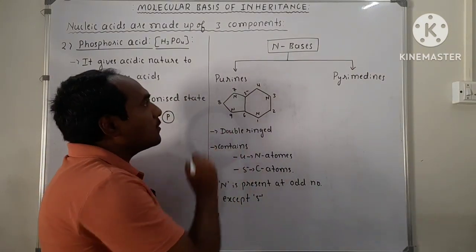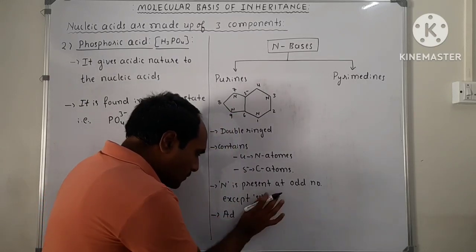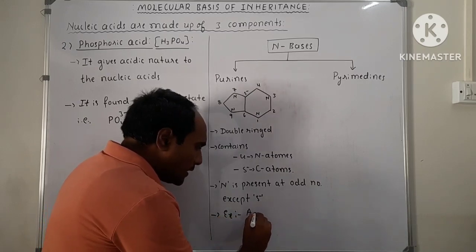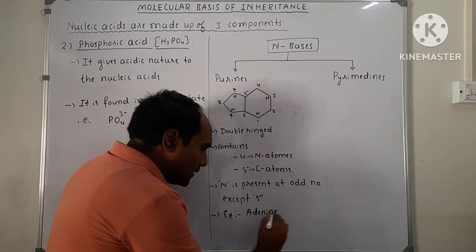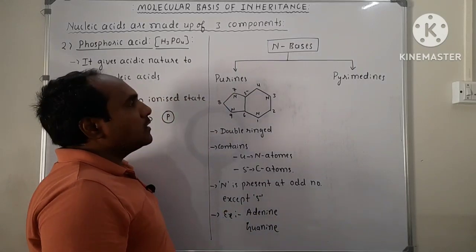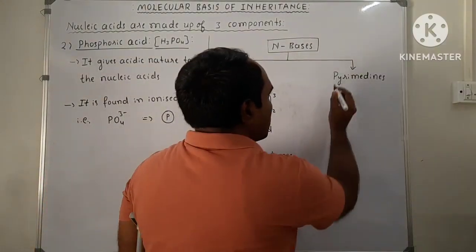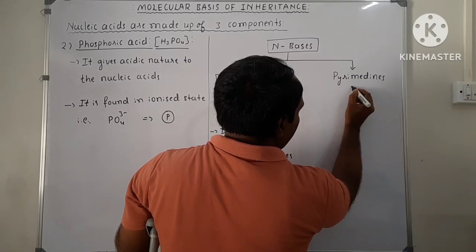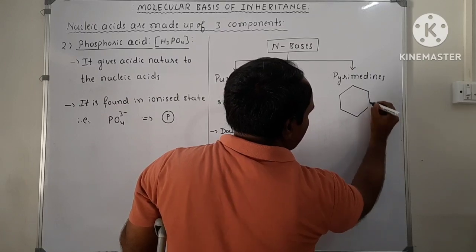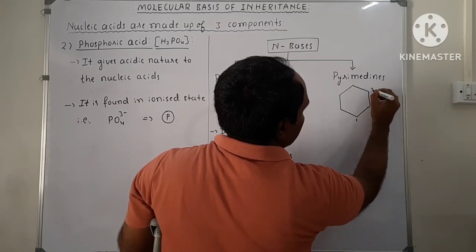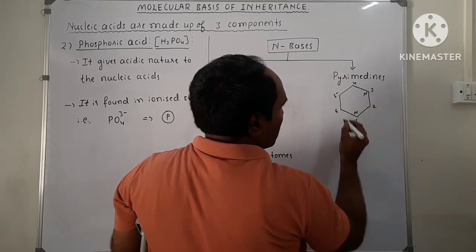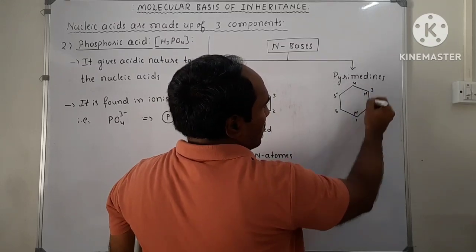And the best examples for purines are adenine and guanine. Getting my point? These are the examples for purines. And let me talk about pyrimidines. Pyrimidines are having a single benzene ring, single aromatic ring. Getting my point? 1, 2, 3, 4, 5, 6. Here nitrogen, odd number is 1, 3, except 5.